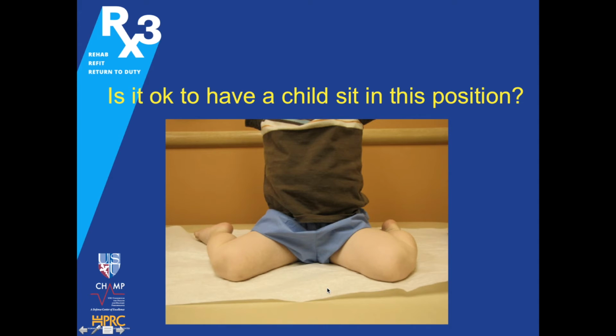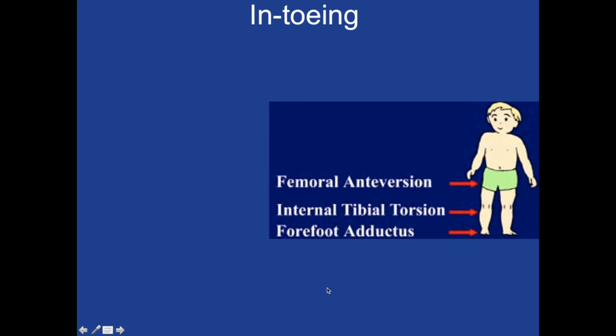So shifting gears, is it okay for children to sit in this position? The answer is yes, it's okay for them to sit in this position. So let's talk about in-toeing. In-toeing really comes from three places. It's either from the femur, from the tibia, or from the foot. And so in the femur, it is anteverted or slightly angled forward, or the tibia has internal torsion, or it's twisted, or the foot is in a C shape.